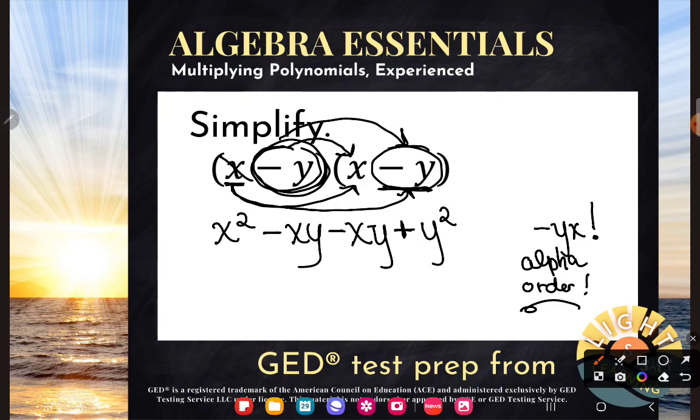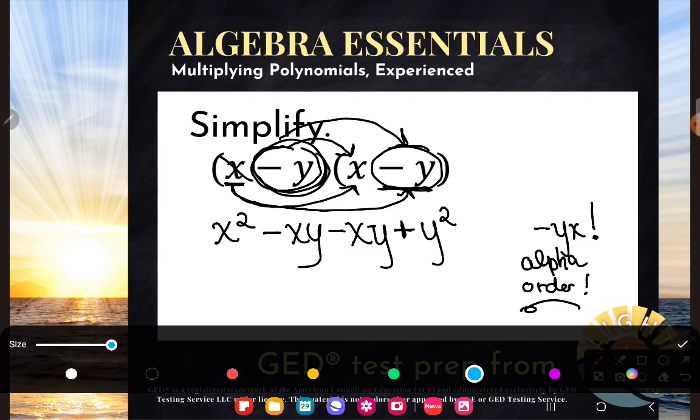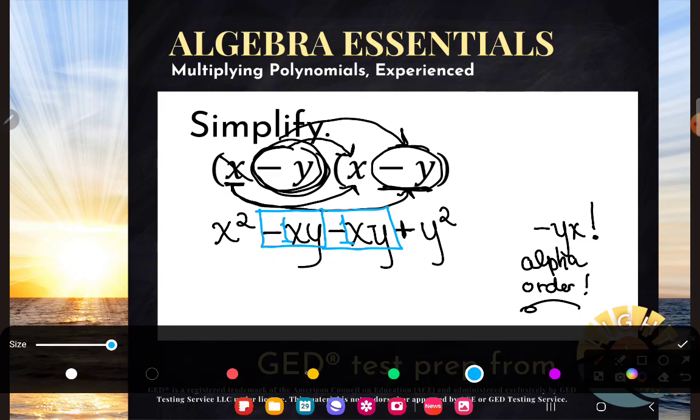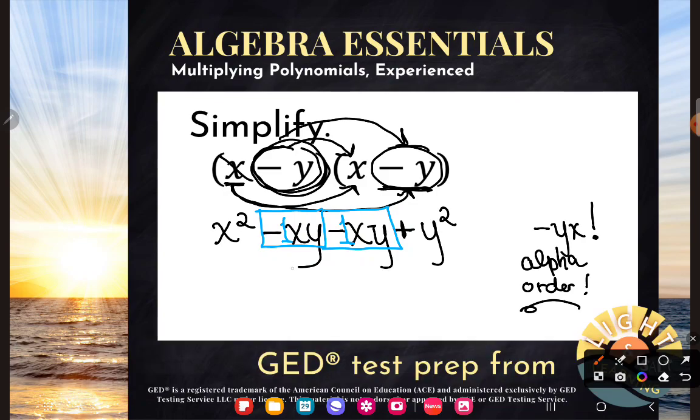Almost done here, but I do have some like terms, and that's literally why I recommended that you write them in alpha order. I don't want you to miss that these are like terms. A negative xy and a negative xy. Well, there's two of them. If it's freaking you out, just go ahead and put that little 1 right there. Remember that if you have an invisible coefficient, it's a 1. So negative 1 minus 1, I'm not multiplying now. Now I'm adding, subtracting. That will give me negative 2xy.